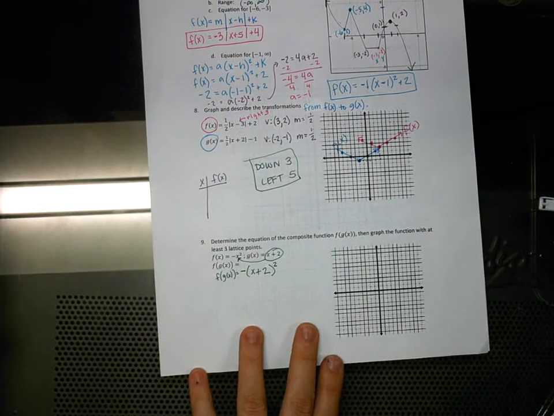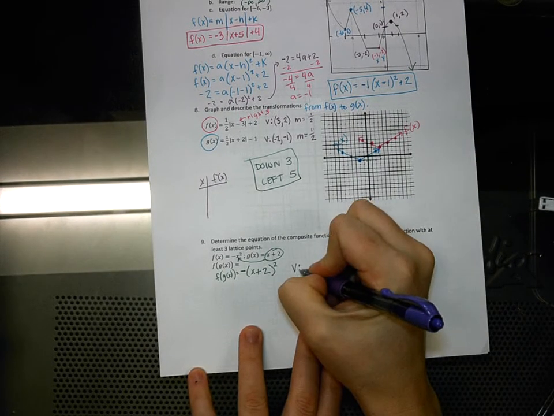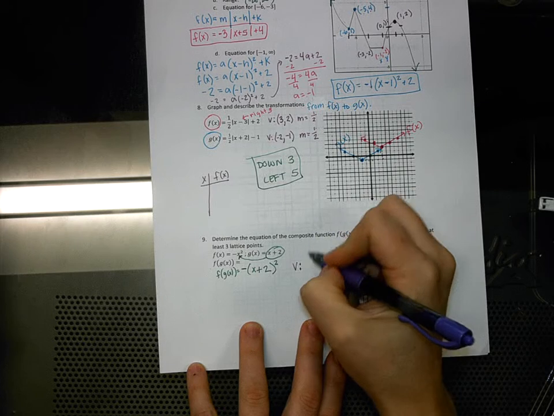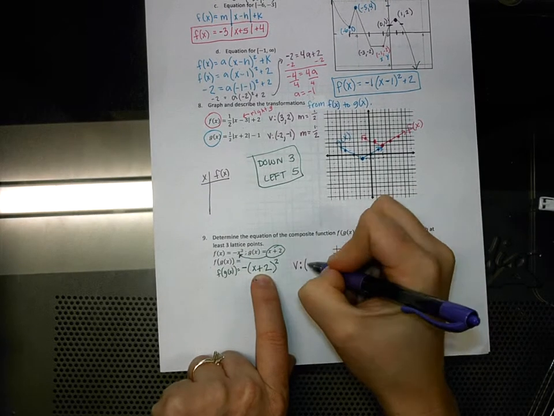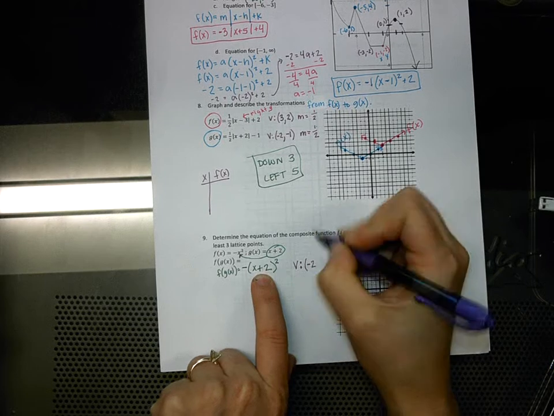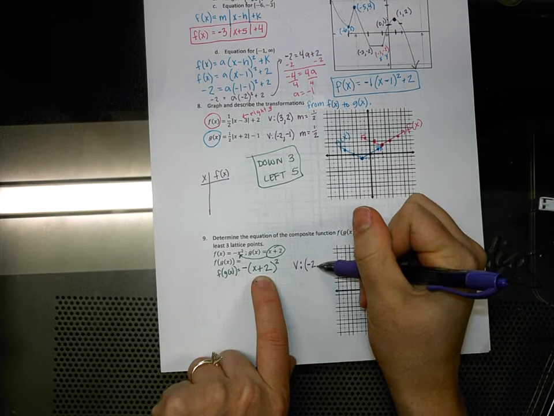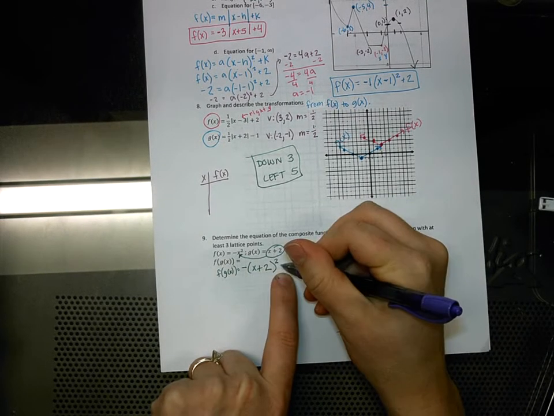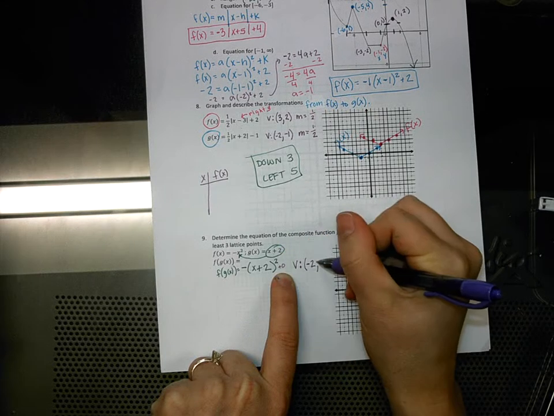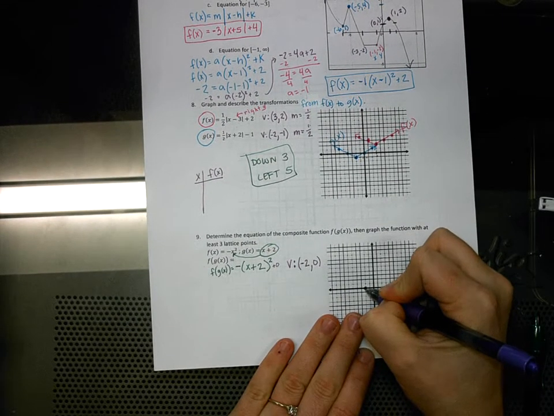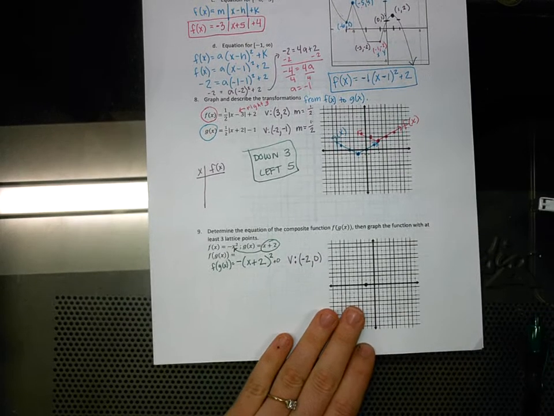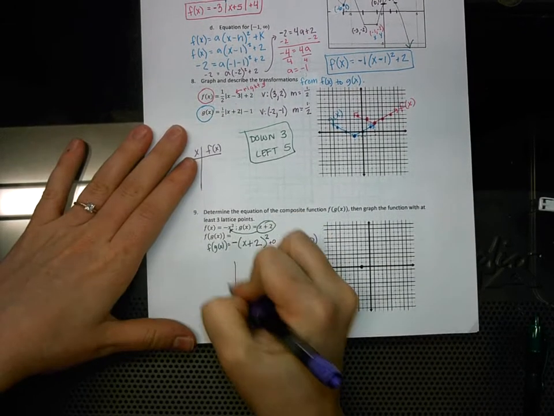My vertex here is whatever you plug in for x to make this equal to 0 inside the parentheses. So left, or negative 2. Up, there's nothing being added to the end, so 0. Left 2, up 0 from the origin. It's quadratic, so I am going to make a table.